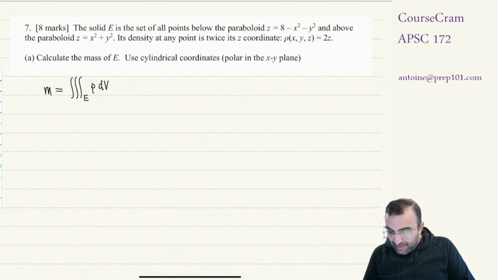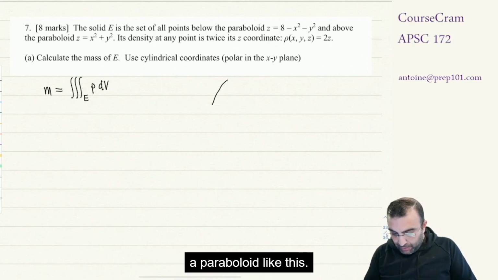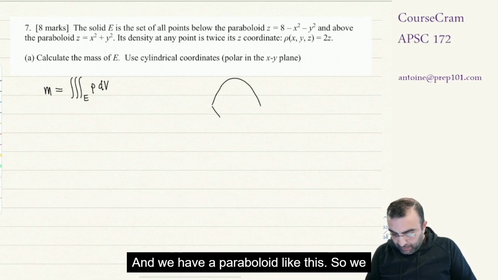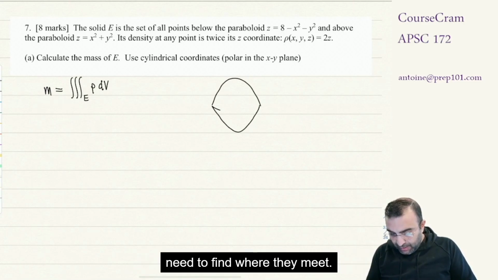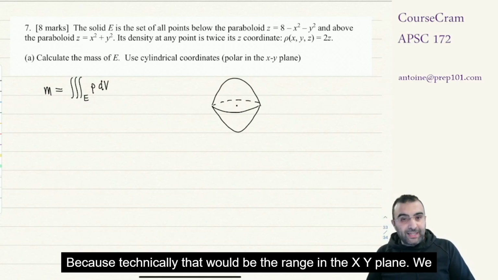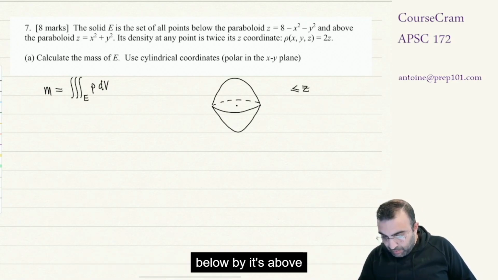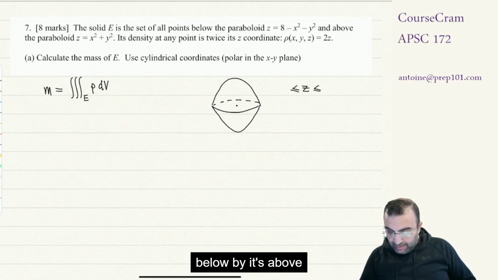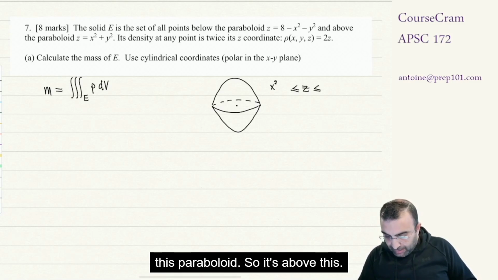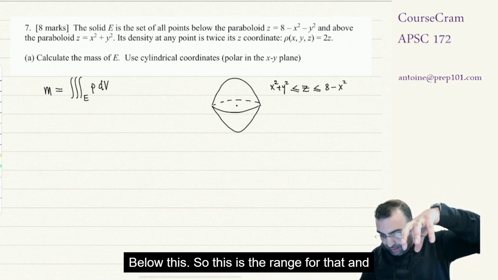Anyway, so the solid E is, so we have a paraboloid like this, and we have a paraboloid like this, so we need to find where they meet, because technically that would be the range in the xy plane. We know what the range for z is. Z is going to be bounded below by, it's above this paraboloid, so it's above this, below this, so this is the range for z.